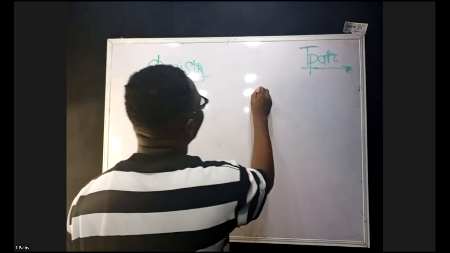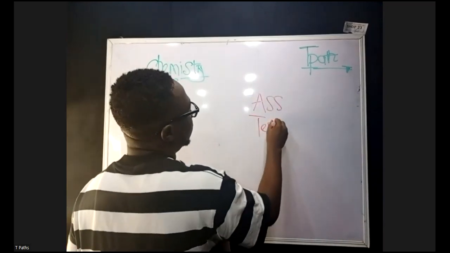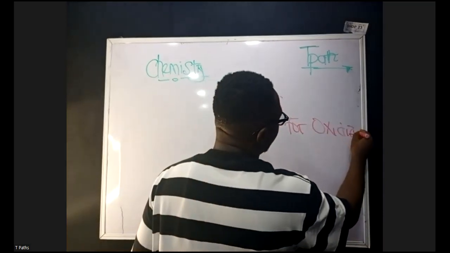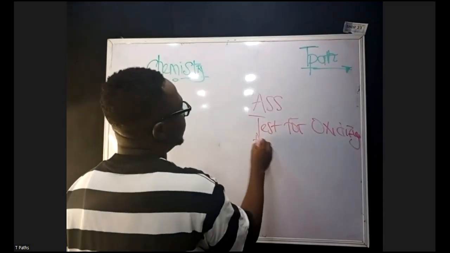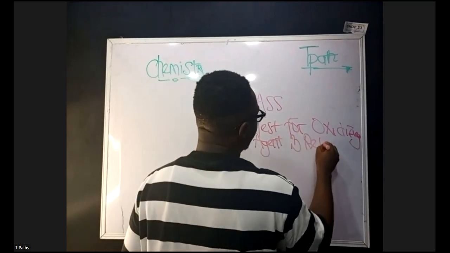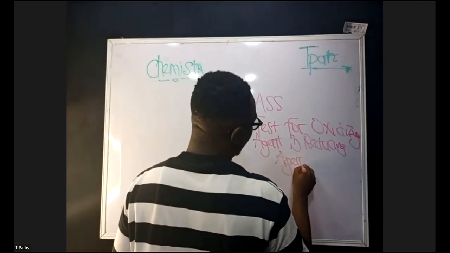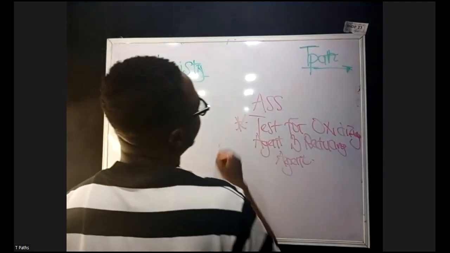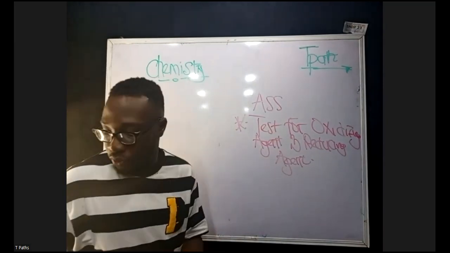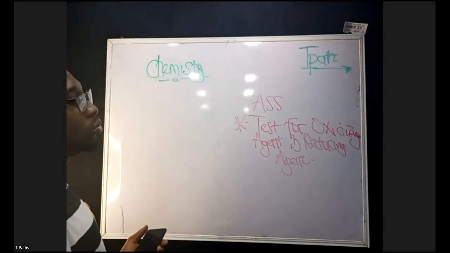So the first assignment is test for oxidizing agent and reducing agent. Please, let's not forget to lay our hands on this part. I'll talk about it next class, but let us take this as an assignment. Now, I believe we can go to the next part.